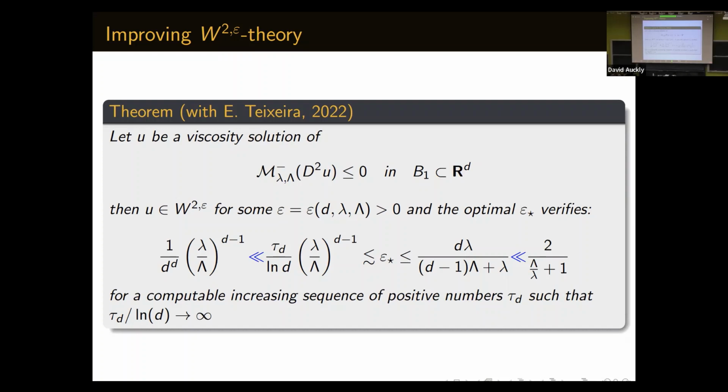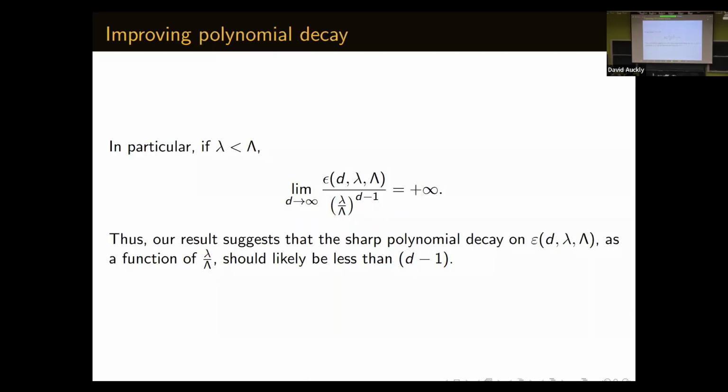For higher dimensions, you can find even smaller values that will serve as an upper bound for your epsilon. And for the lower bound, what we did was to improve the dimensional constant, which gives you a hint, right? Because this new sequence of constants that depends only on the dimension will blow up as the dimension goes to infinity. This actually suggests that the sharp polynomial decay of the epsilon in terms of the ellipticity ratio should be less than d minus 1. So you should expect to be able to decrease the degree of this polynomial. We suspect that the sharp polynomial decay should be d over 2 instead of d minus 1. But this is yet to come.